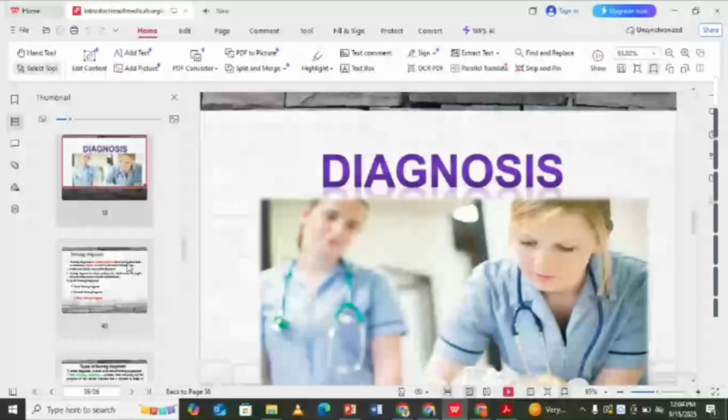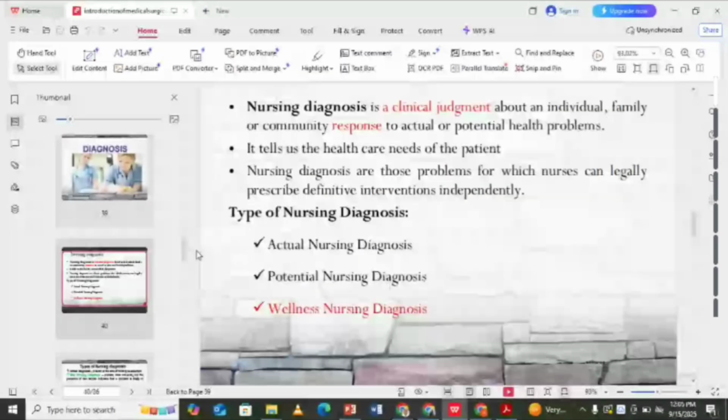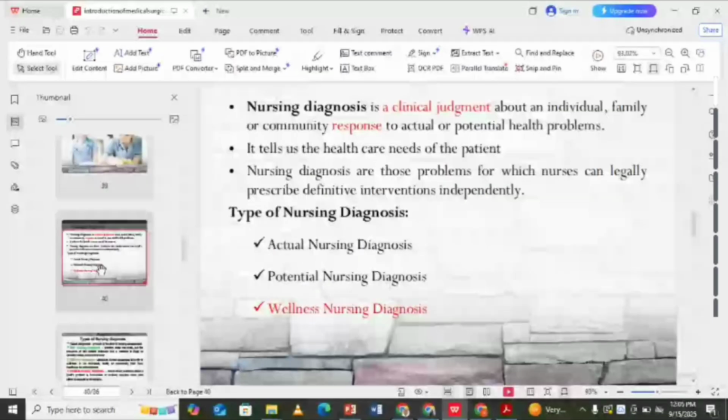The second step of the nursing process is nursing diagnosis, where you come up with a clinical judgment about the individual, the family, or the community. This is in response to the actual and potential problems you may have identified. And the nursing diagnosis is going to give you the health needs of the patient. We have various types of nursing diagnosis: the actual, potential, and the wellness nursing diagnosis.